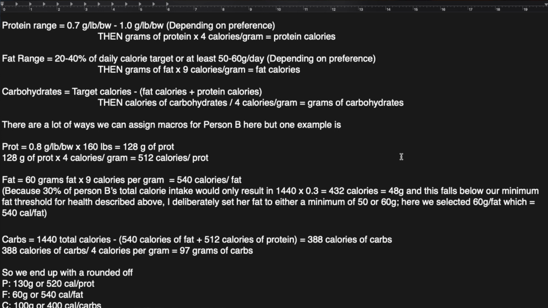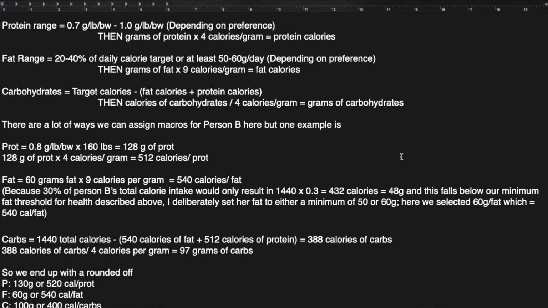Now that we've established that the 1,440 calories a day target is reasonable for certain individuals, given these criteria, let's get into the number ranges and the macronutrient targets. There are a lot of ways that we can assign macros for person B. This is just one example. And here we're going to go 0.8 grams of protein per pound of body weight multiplied by 160 pounds equals 128 grams of protein. 128 grams of protein multiplied by 4 calories a gram equals 512 calories of protein.